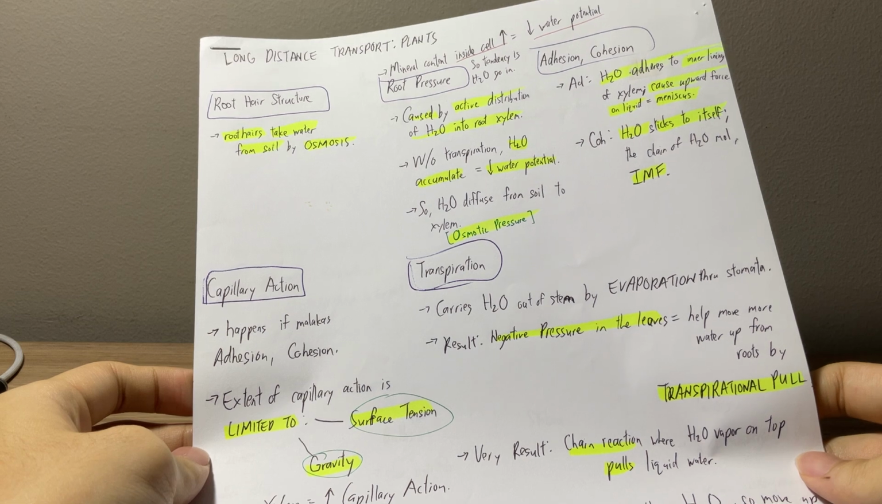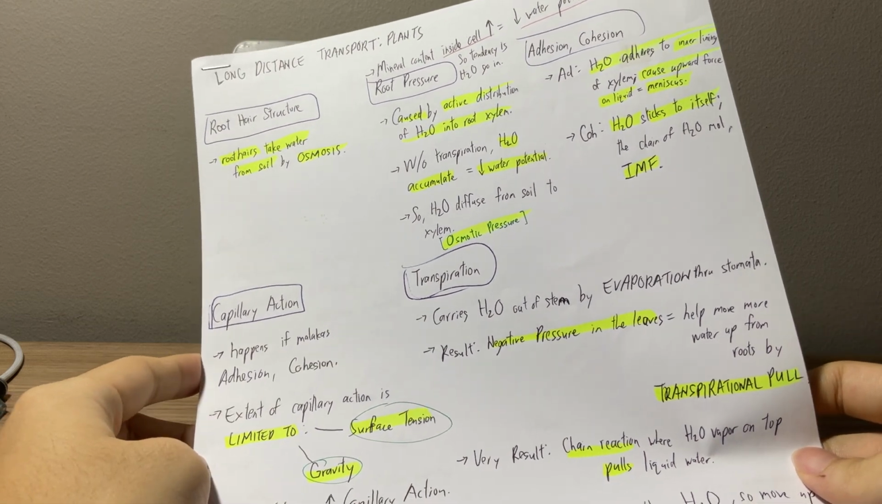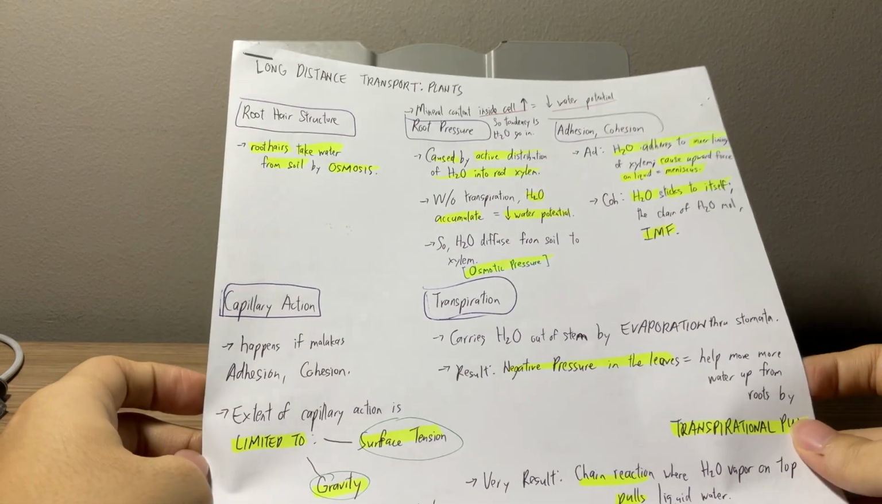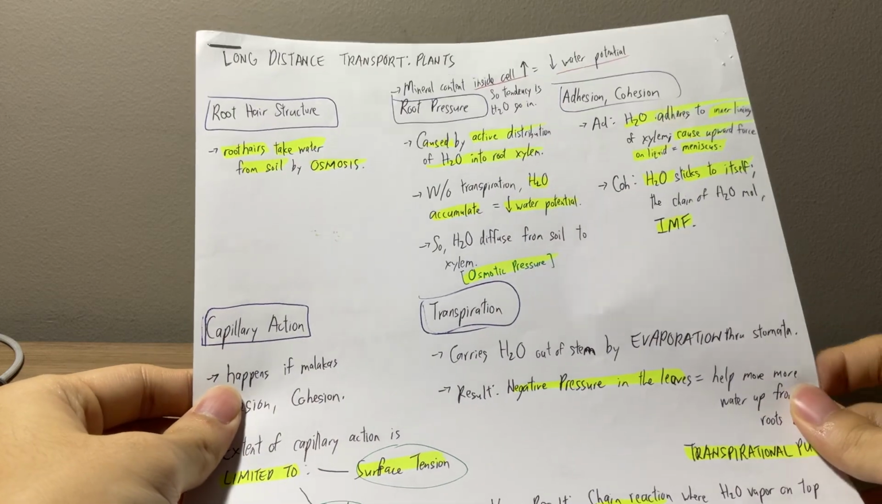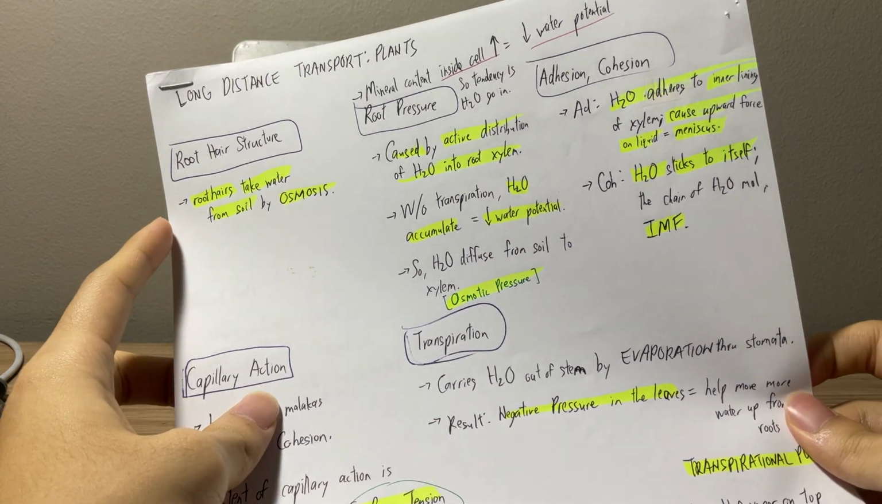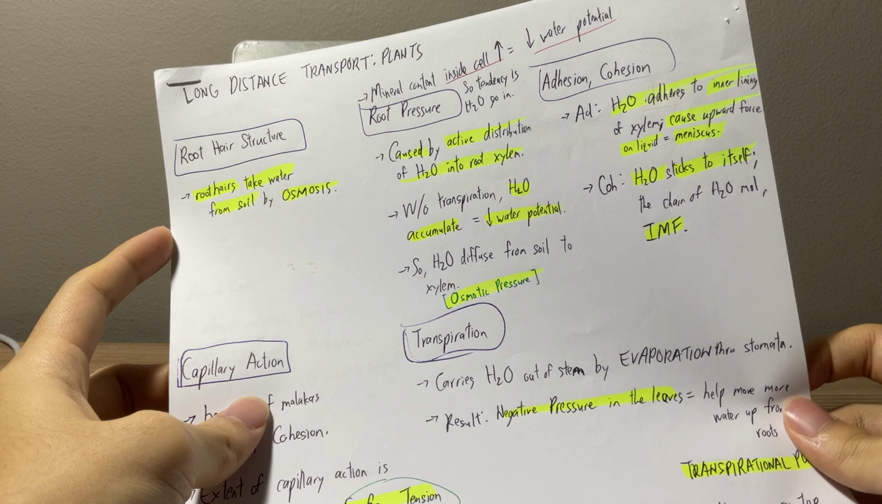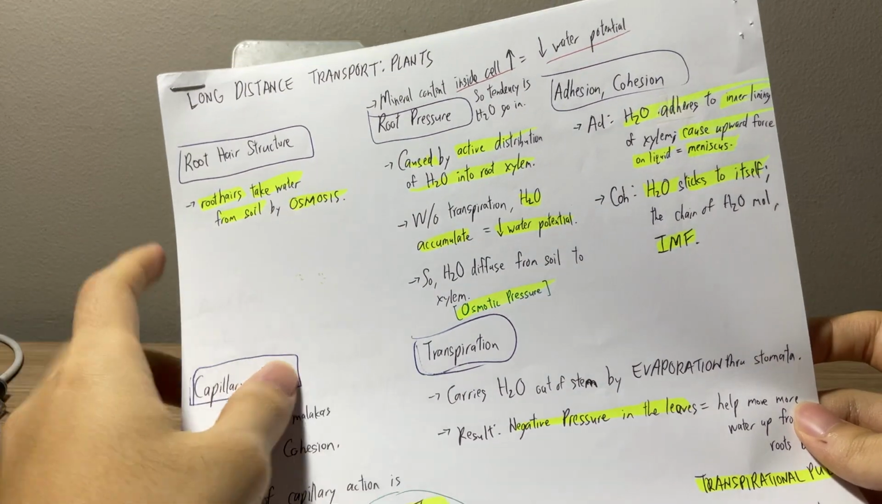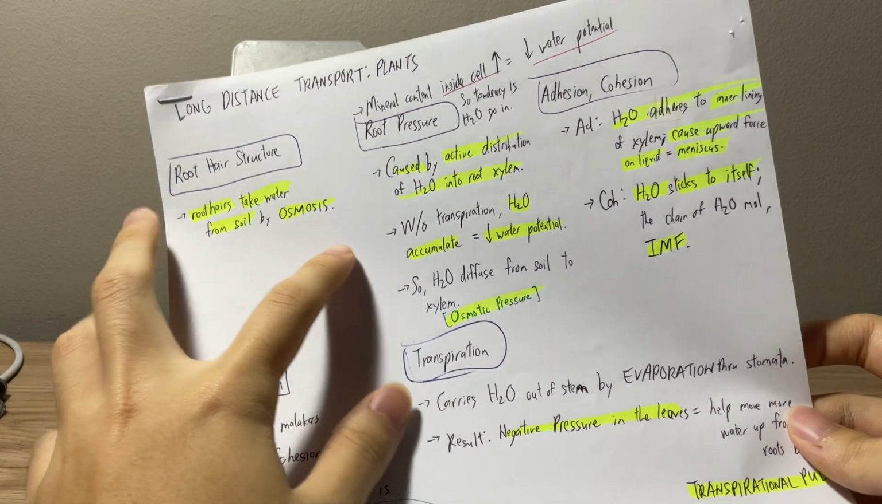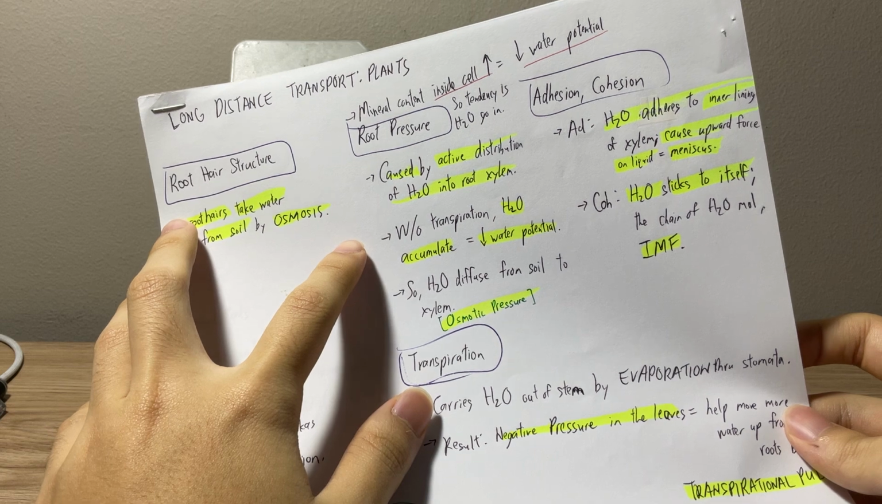Factors that affect long distance transport. For the root hair structure, root hairs take water from soil by osmosis. For root pressure, this is caused by active distribution of water into the root xylem.